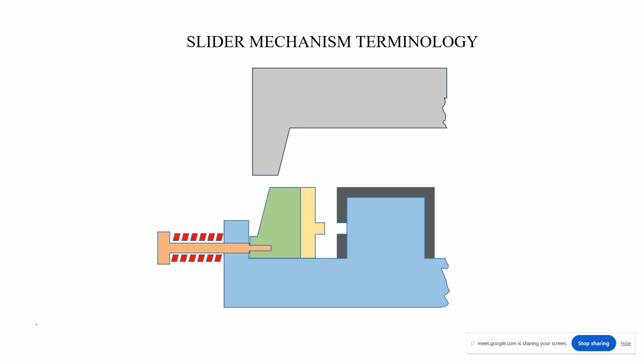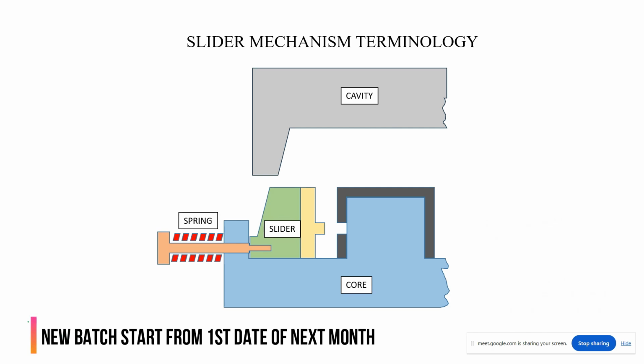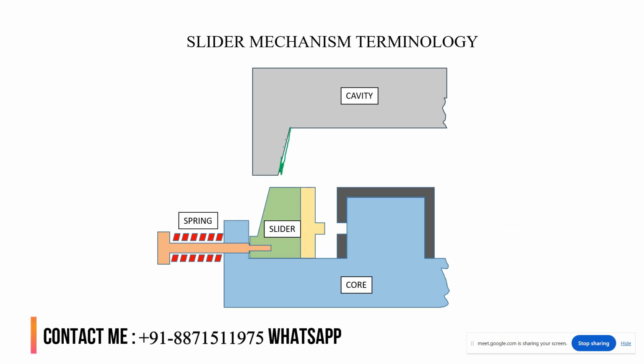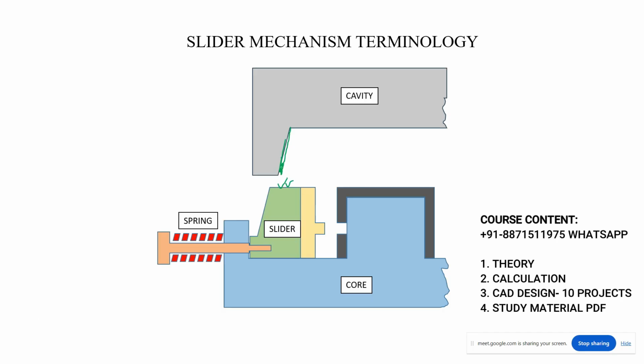released. Yes. Now see here, this is the cavity portion, this is the core portion, this is the slider or the side core portion, and this is the spring. This is a simple type of slider mechanism. Here you can see this is the wedge. I am directly using the wedge. For a small slider or small undercut, we can use this wedge directly.